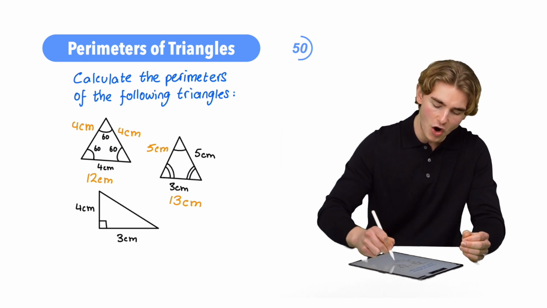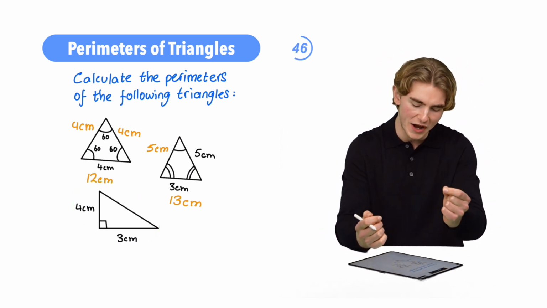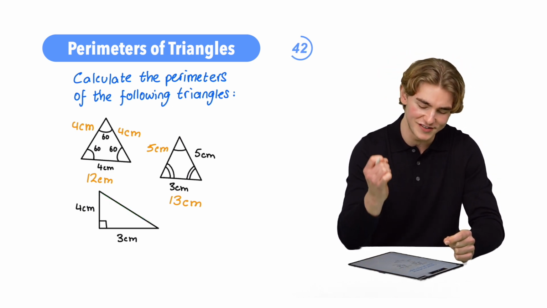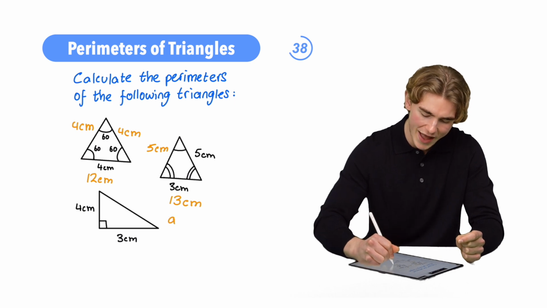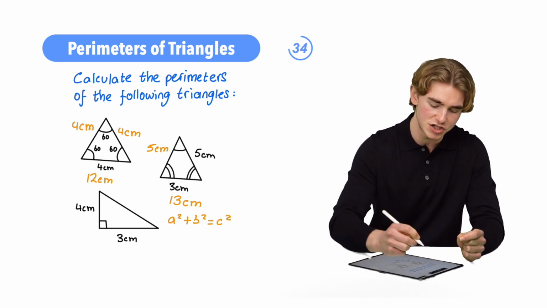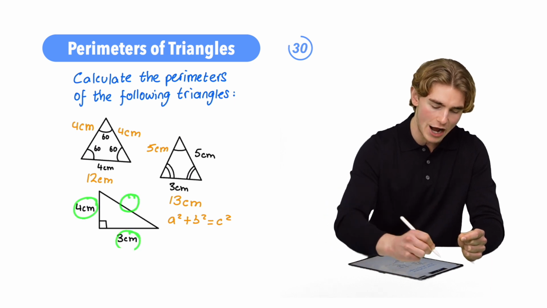Now, this one, guys, arguably the most difficult, is going to be our right angle triangle. Now, to calculate the length of this side over here, we're actually going to have to use Pythagoras' theorem. Now, Pythagoras' theorem, what does it tell us? It tells us that a squared plus b squared equals c squared, where our two side lengths, which are not the hypotenuse, are a and b, and our hypotenuse is c. Now, how can we apply this?